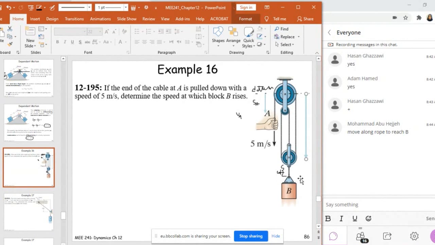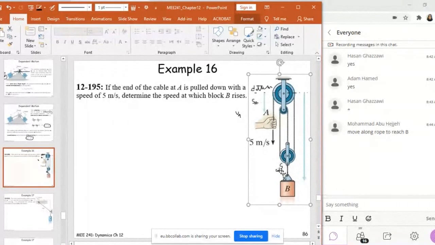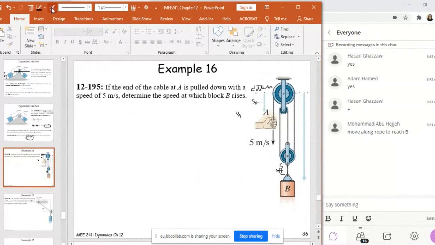Because this length here, between this point and this point, is always constant, this means that I can say that this is SB. Or you can extend this SB to the point B, and then, guys, keep in mind that this dimension here is constant. So as you want, this is SB. Okay. This is the first step in dependent motion.